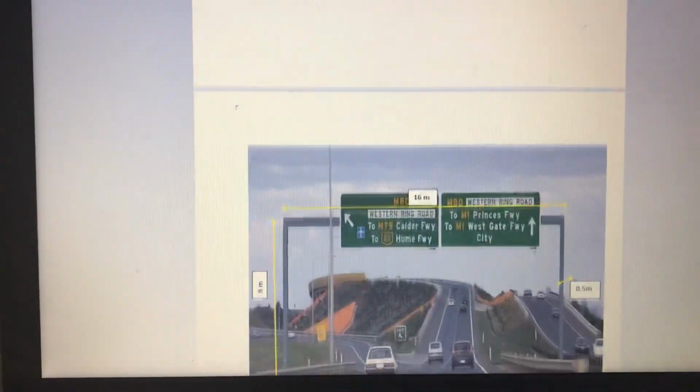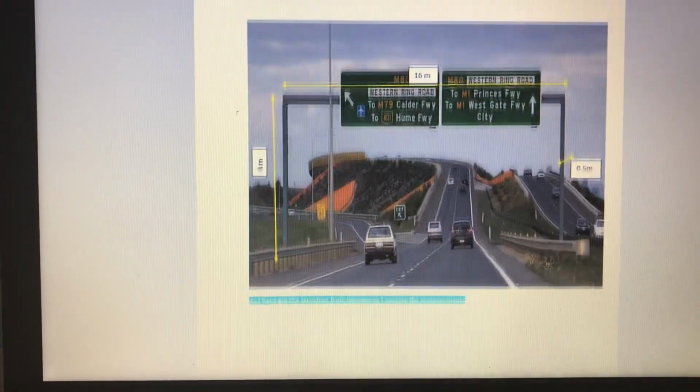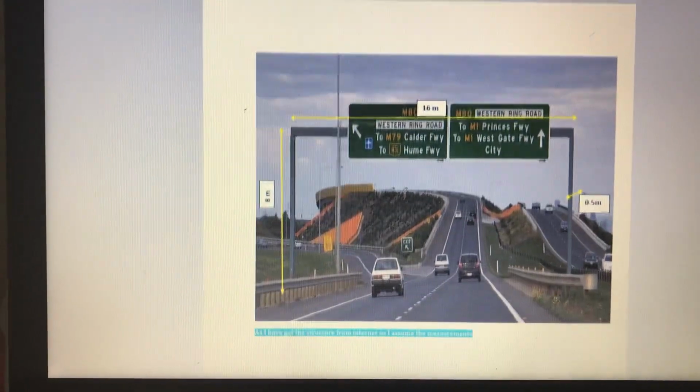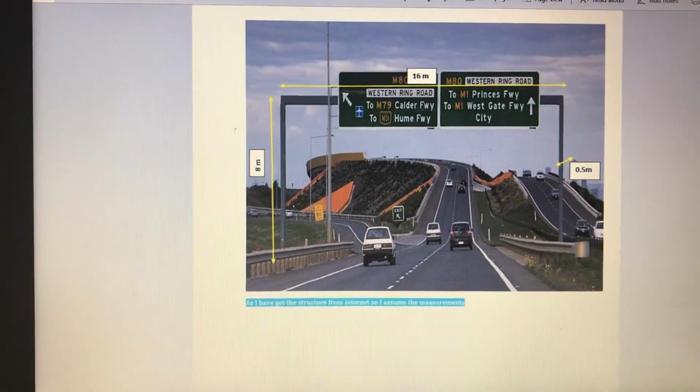For the first task, we had to find out an indeterminate real life structure. Due to COVID-19, I couldn't find any, so I got one frame structure from internet, which is 8 by 16 meter.